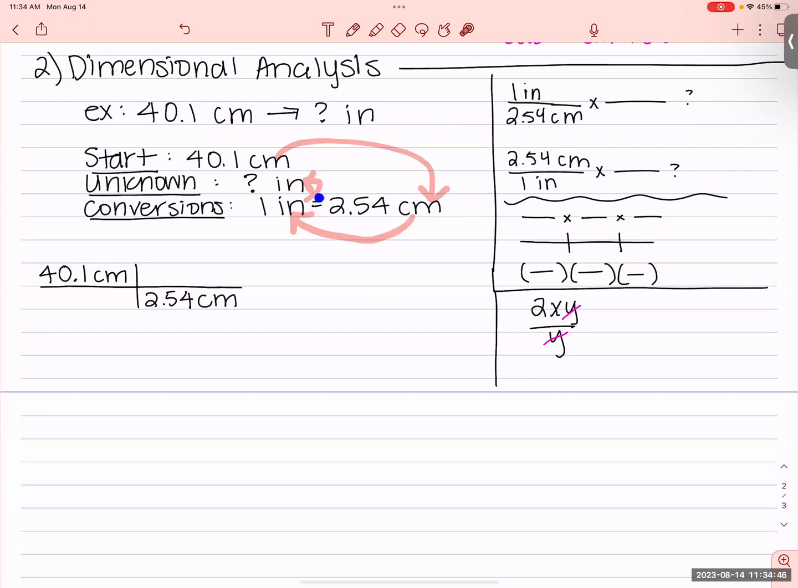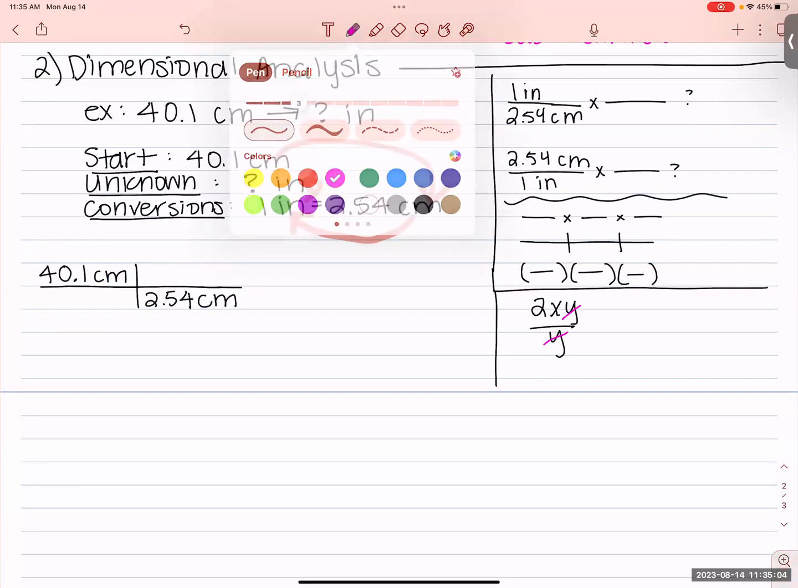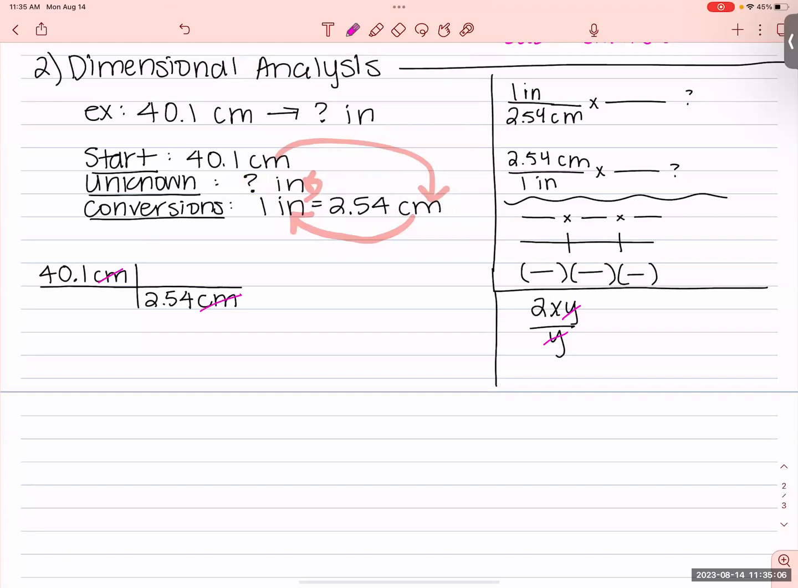Now, the equal sign is going to tell you what goes on the other side. So 1/2 of the equal sign goes on the bottom of the fraction, and the other half of the equal sign goes on the top of the fraction. So if centimeters are going to go on the bottom, because I know I need to cancel those out, what goes on top is going to be the 1 inch, because that is what 2.54 centimeters is equal to.